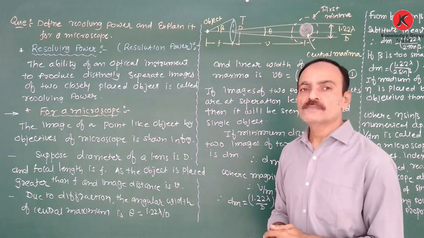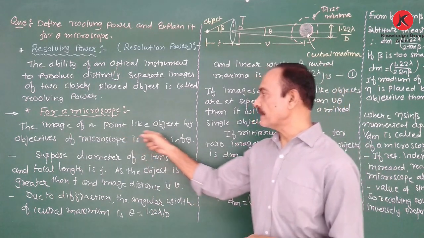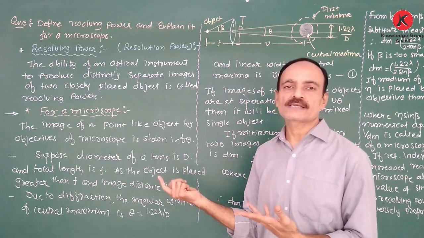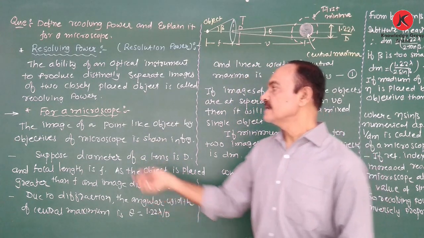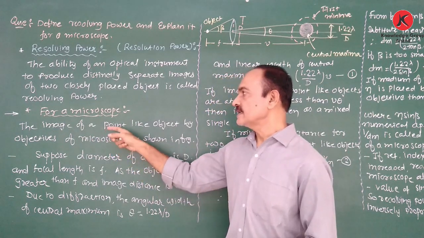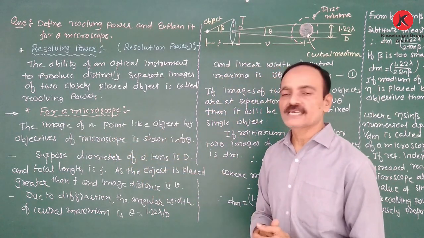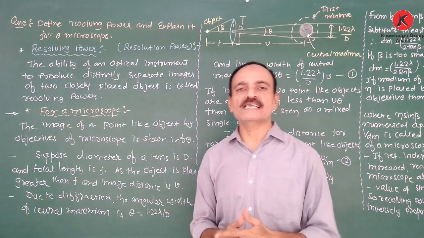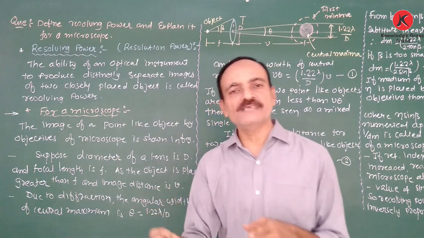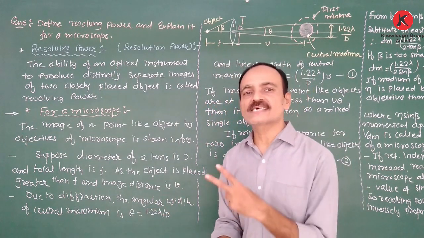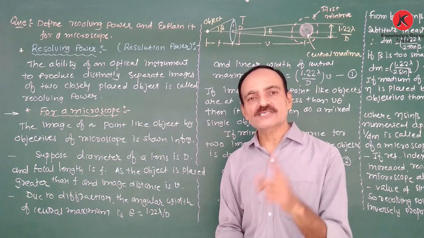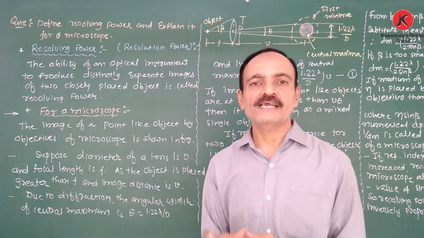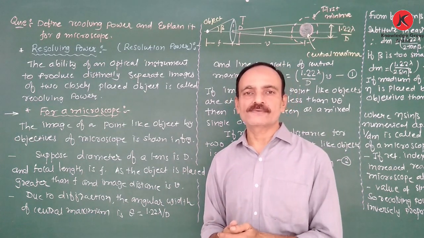For a microscope, as shown in the figure, the image of a point-like object by the objective of a microscope is shown. In a microscope also there are two convex lenses. One lens towards the object is the objective, and the convex lens towards the eye is known as the eyepiece. Here the eyepiece is greater in diameter than the objective.